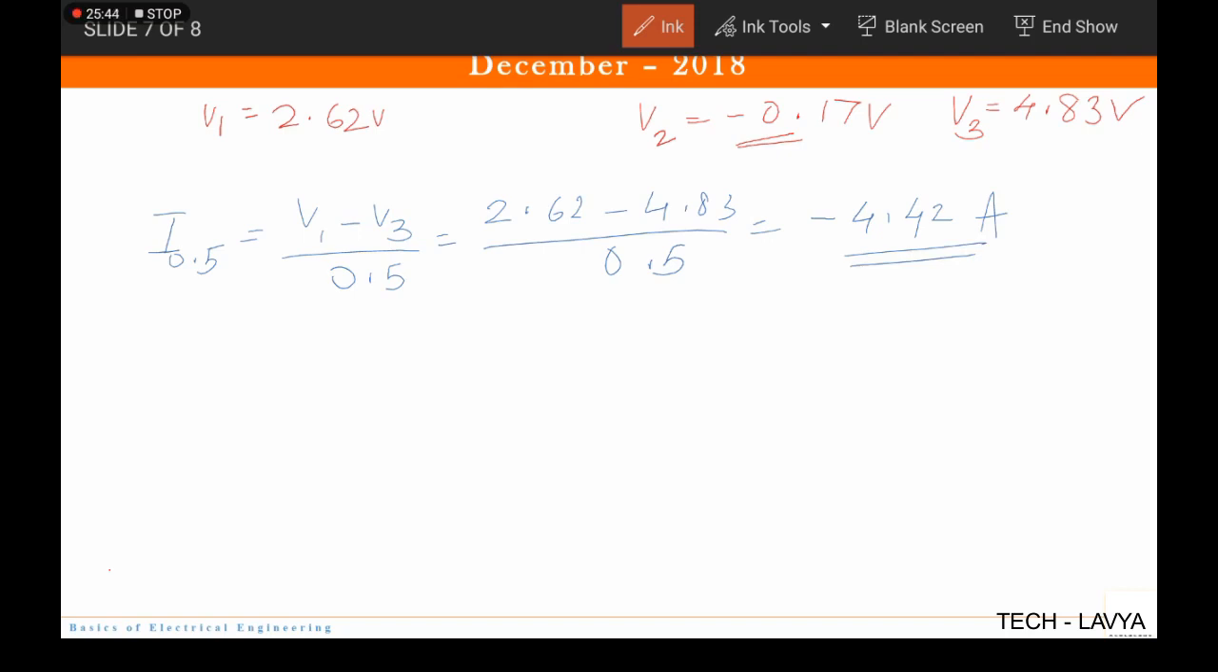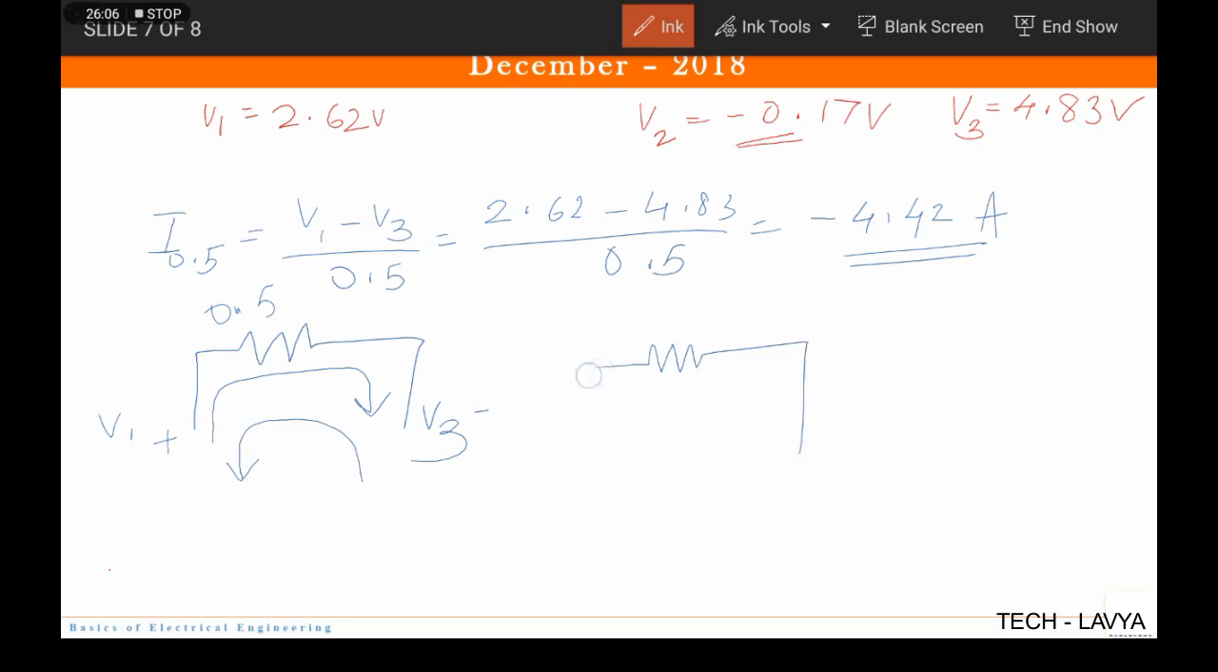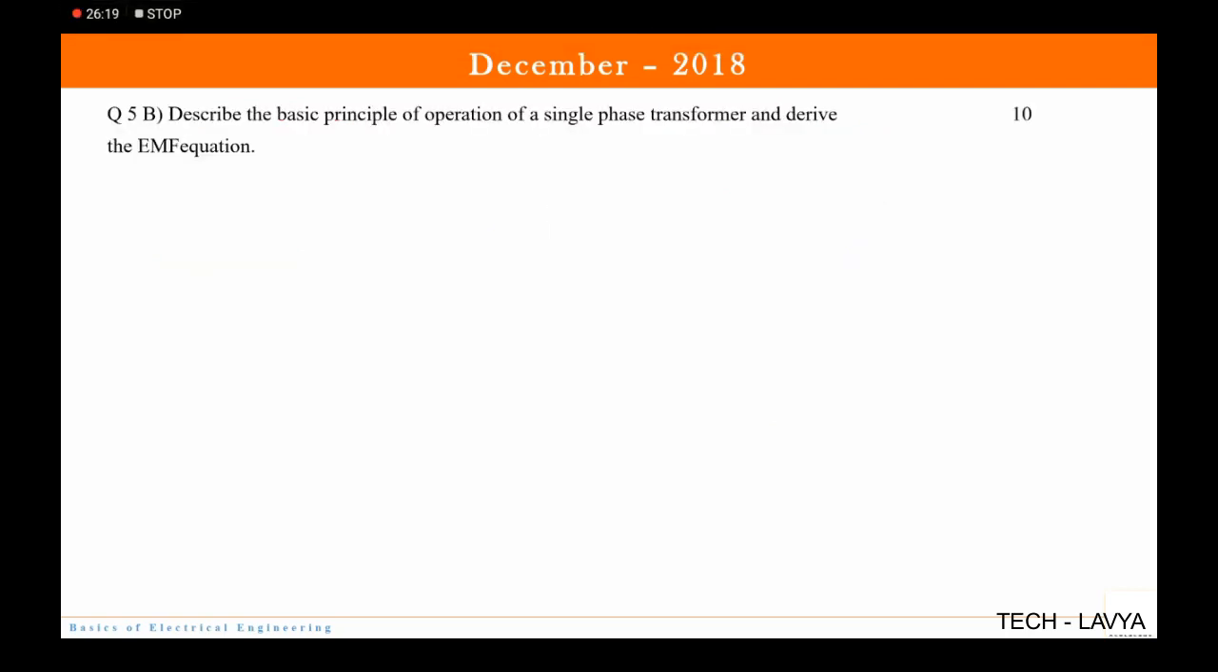Now see, this is 0.5 ohms, okay? This was V1, this is V3. Now I considered the current to be V1 minus V3. It means that I considered this to be positive and this is negative. But since the current has come negative, it means actually it is flowing in this direction. So suppose this is 0.5, then I will write this is the current direction, and this is 4.42 amperes. Done?